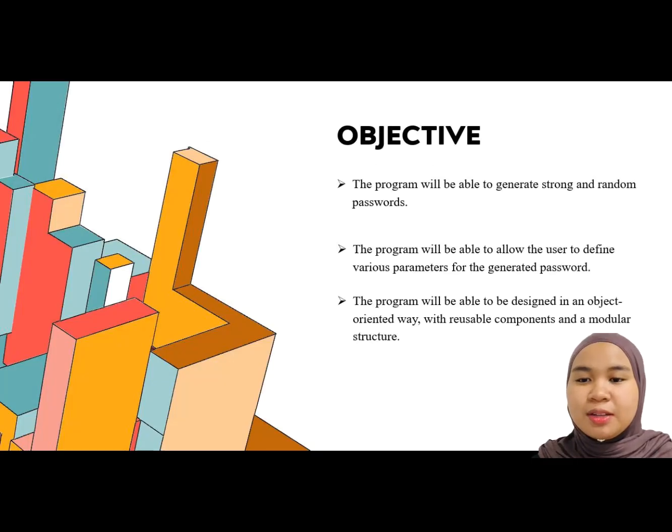We move to objective for this project. We already list 3 main objectives. The first one is the program will be able to generate strong and random password. The second one is the program will be able to allow the user to define various parameters for the generated password. And the last one is the program will be able to be designed in an object-oriented way with reusable component and a modular structure.